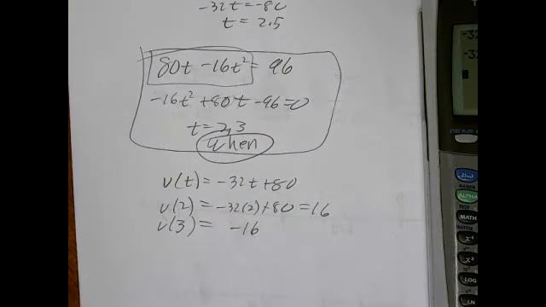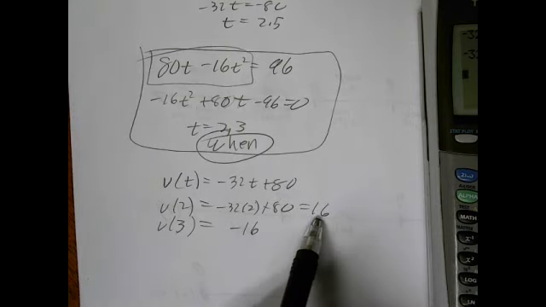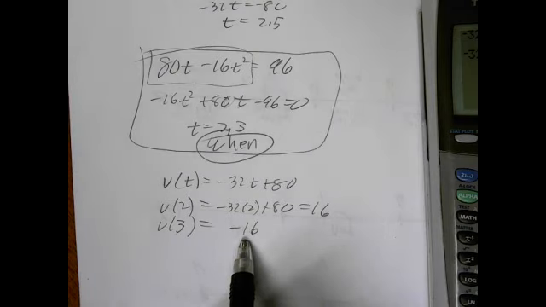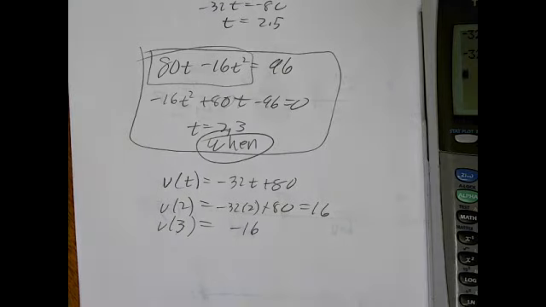Does that negative number surprise you? It shouldn't. This just means that it was on its way up at 16 feet per second. And this means it was on its way back down at 16 feet per second. Get used to velocities being negative. It's just an indication of direction.